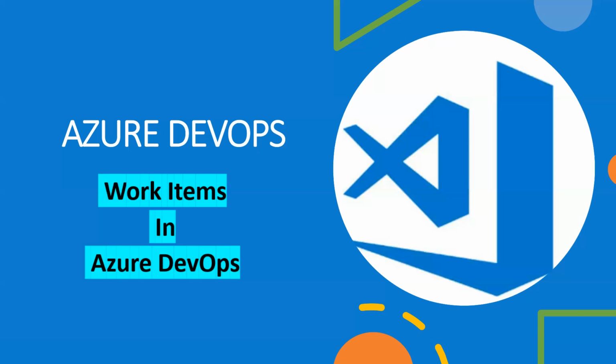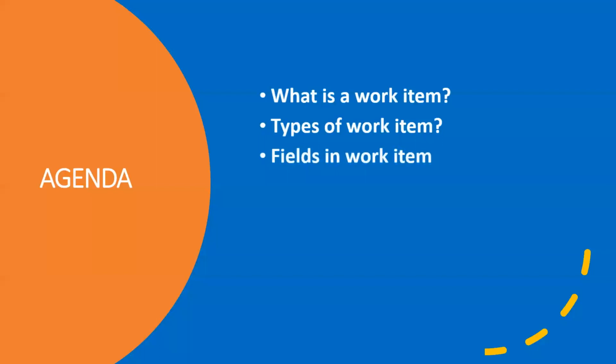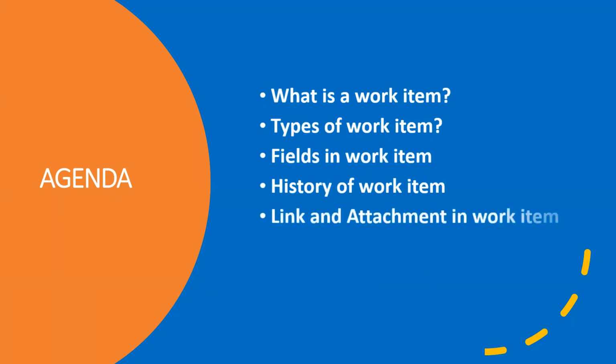In this session, we are going to learn about work items in Azure DevOps board. So let's have a look at the agenda. We'll start with what is a work item, and then moving forward, we'll see what are the types of work items that are available in Azure boards. And then we'll see what are the fields that are available in a work item. And then we'll see what you understand by history of a work item. We'll also check out what is a link and attachment in work item. And then moving forward, we'll also check how you can add a new field to our work item. All right. So I'll just move ahead to my Azure DevOps board and let's just get started with work item.